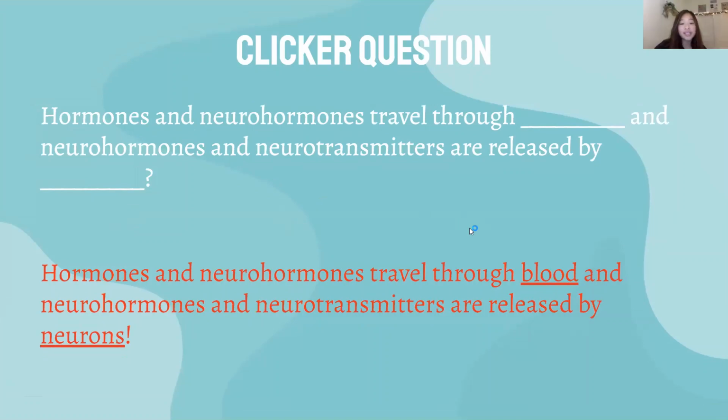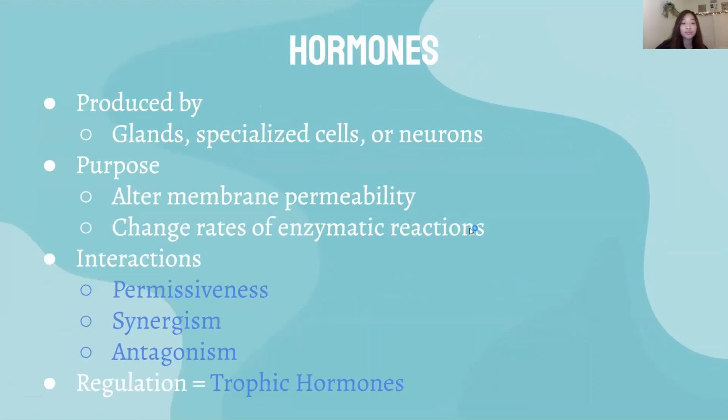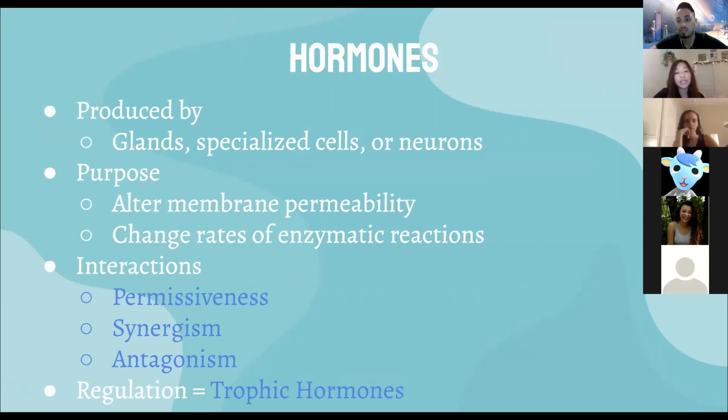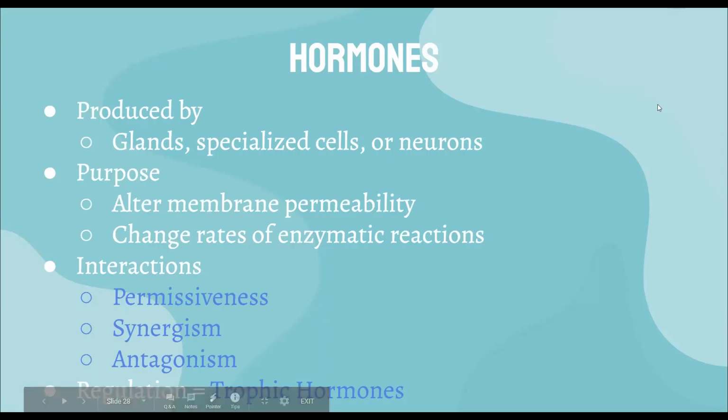All right, so let's move on to hormones. Hormones are produced by glands, specialized cells, and neurons. What they can do is pretty cool. They can alter the membrane's permeability and change the rates of enzymatic reactions. They have three different types of hormone interactions, which include permissiveness, synergism, and antagonism.